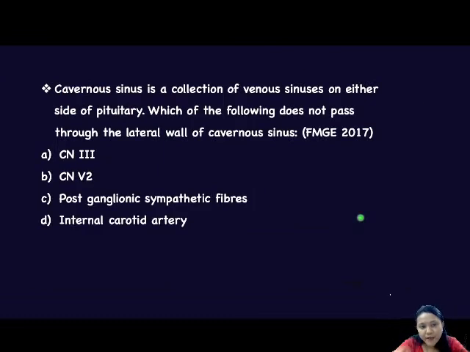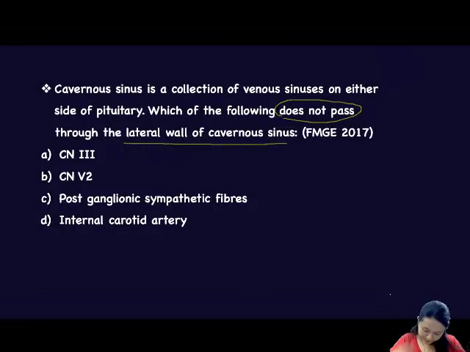Now the cavernous sinus, this is also a question that has been repeated in FMGE. It is a collection of venous sinuses on either side of the pituitary. Which of the following does not pass through the lateral wall of the cavernous sinus? Any answer? Any guesses?